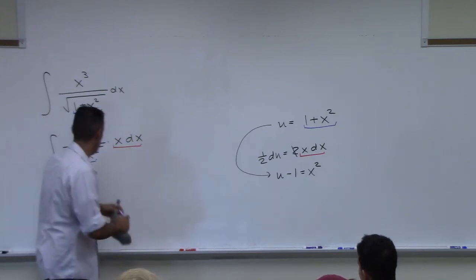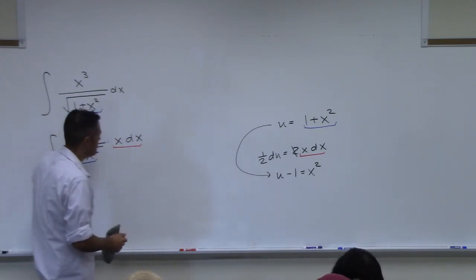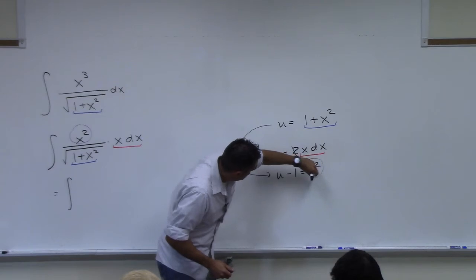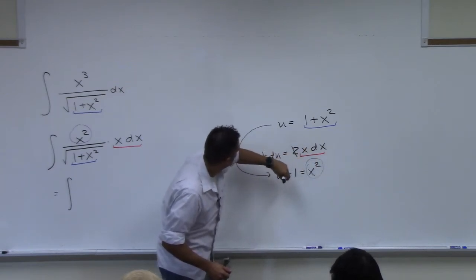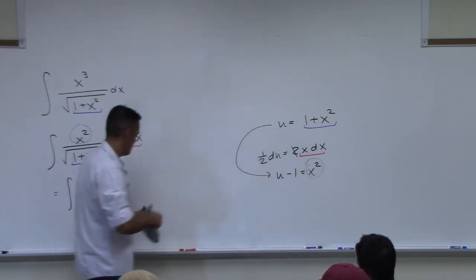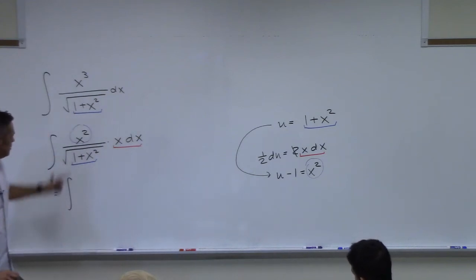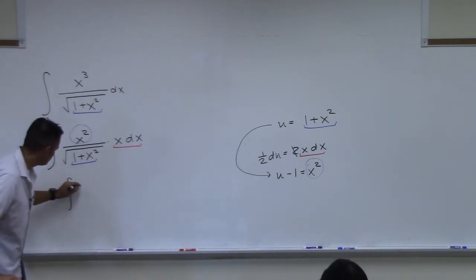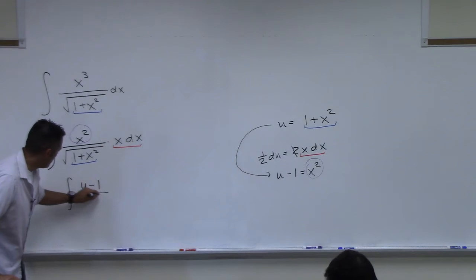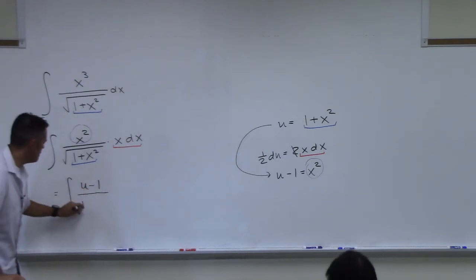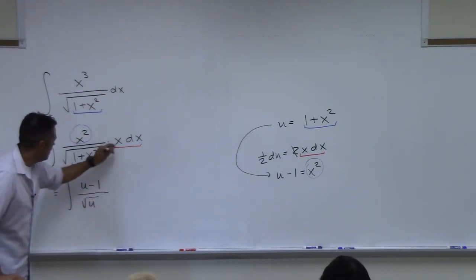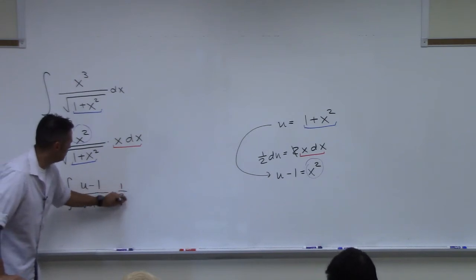X squared is going to be replaced with... yeah, I think I've got that's my x squared. So x squared is being replaced with what? u minus 1. On the bottom I have square root of u. And then this right here becomes 1/2 du.